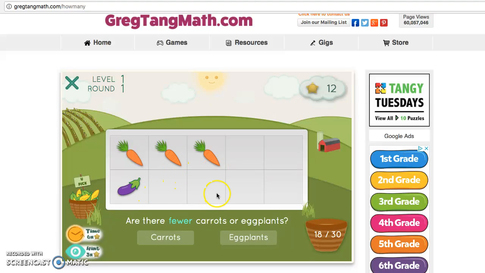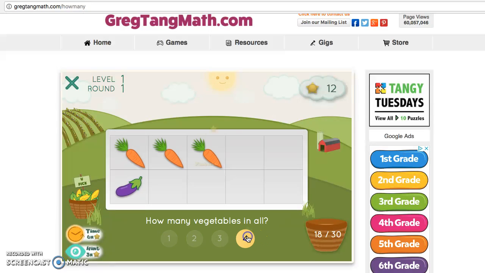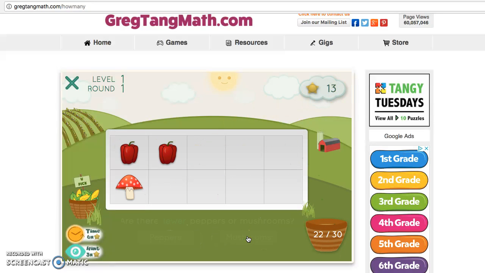So there are fewer carrots or eggplants. We're going to go with eggplants. We got that one right. How many fewer eggplants? There are 2 fewer eggplants. We can see there are 4 vegetables in all. So each time that I have correct groups of answers, that also increases my number of stars.